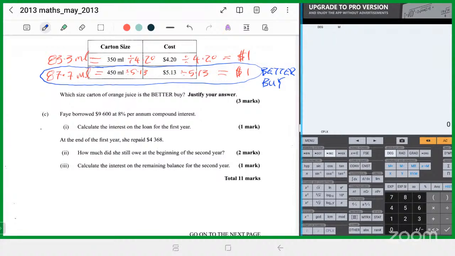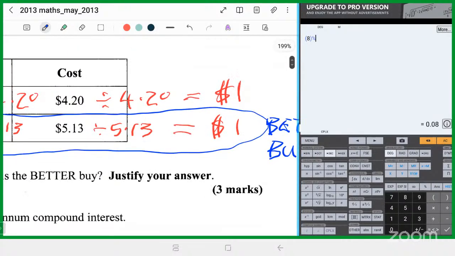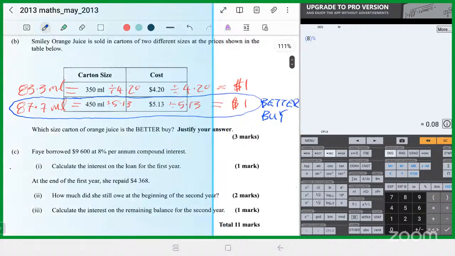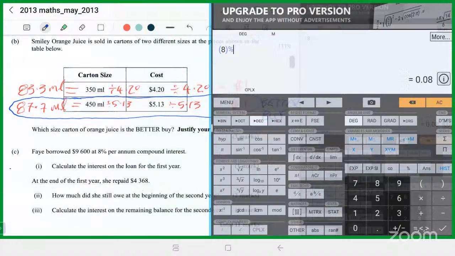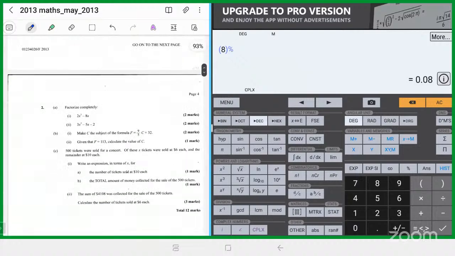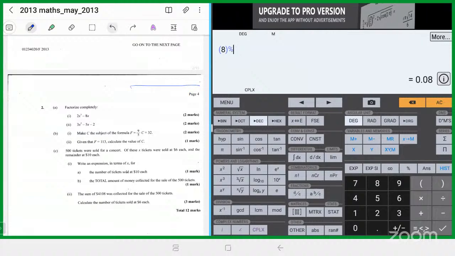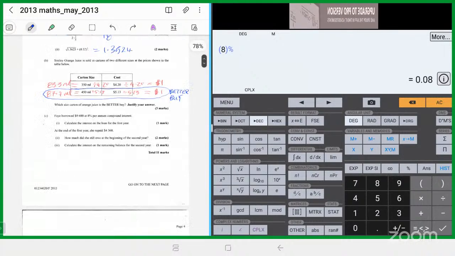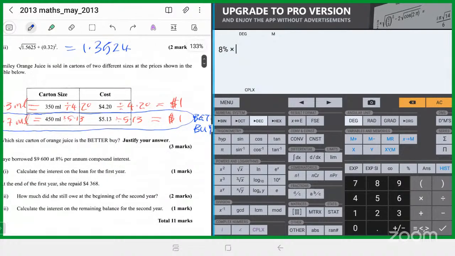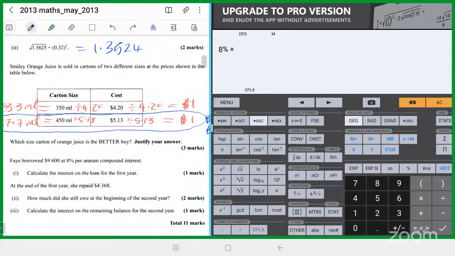There's 8%, which is 8 divided by 100 or 0.08, right? Some calculators can actually put in 8% like that, as you can see here, right? See it right here? And if you notice, it converts the 8% to 0.08 down on the equal line there. All right, or you could put 8 over 100. We could say 8% times the 9600, right? This is 9600.